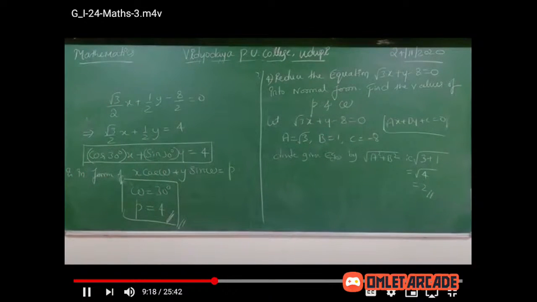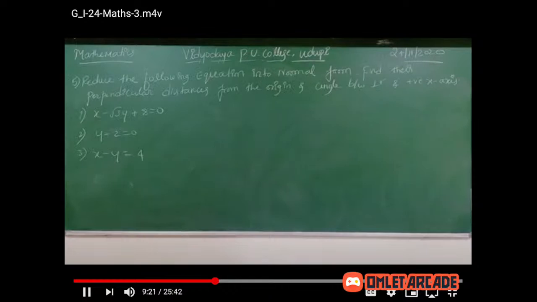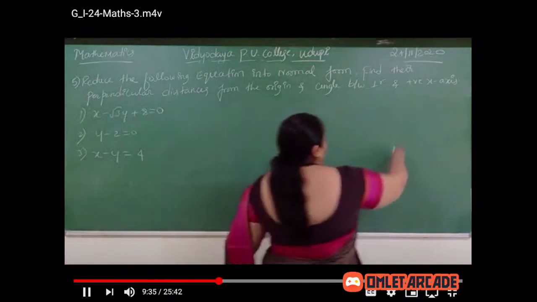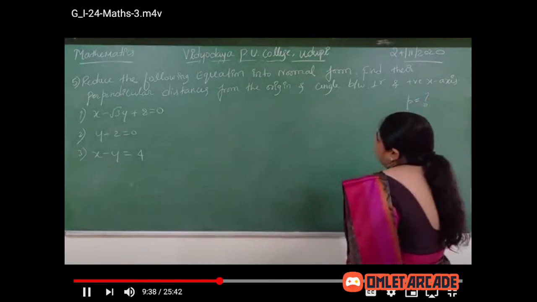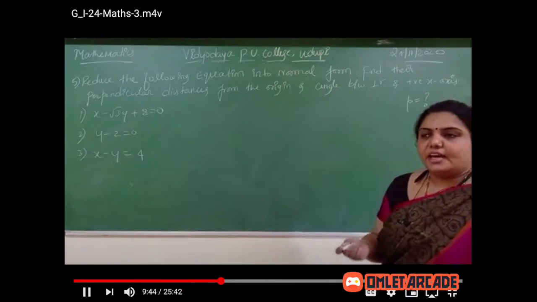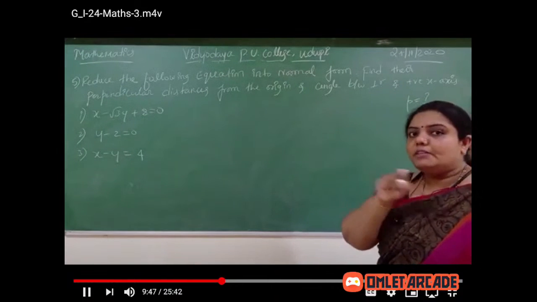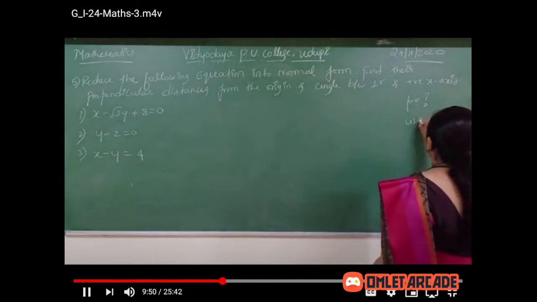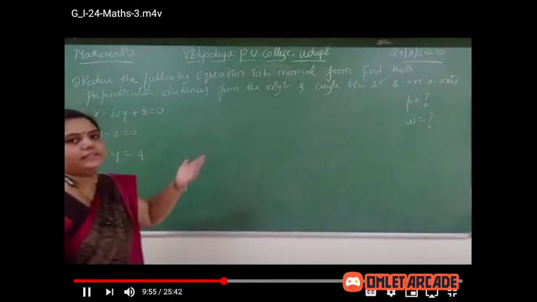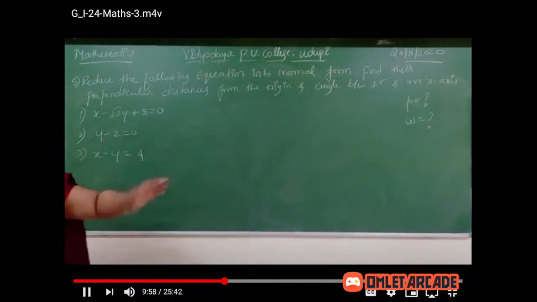We'll see the next question. Next set of questions, students. Reduce the following equations into normal form. Find their perpendicular distance, which is nothing but the p value. We have to find p, isn't it? From the origin, and the angle between the perpendicular and the positive x-axis. The angle between the perpendicular, meaning the normal, with the positive x-axis is nothing but finding omega. It's the same as the last question, the only thing is they have given it in sentences. So we need to find p and omega.